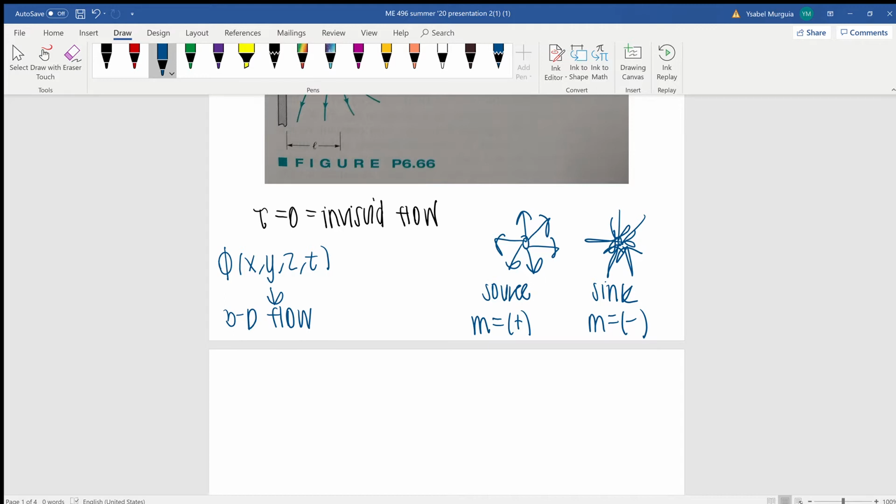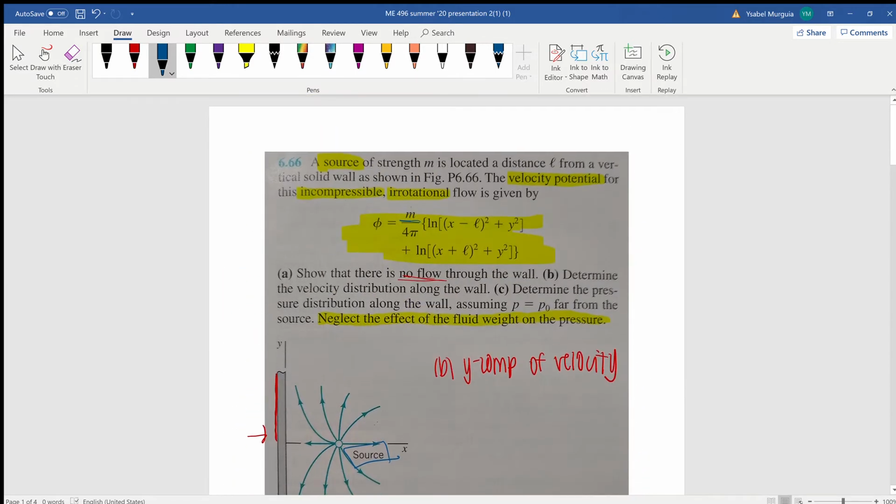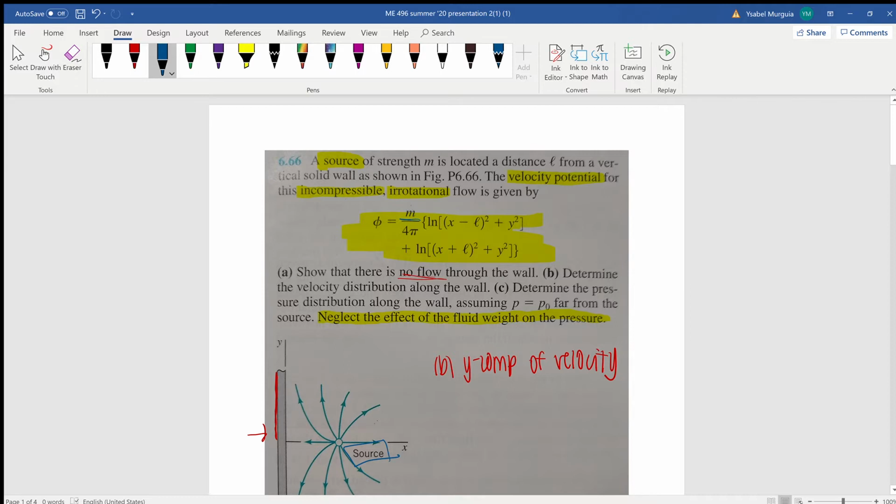It is not a 2D flow, otherwise we would not take into consideration the z component of the flow. So this is a three-dimensional flow. And again, they tell us that this is incompressible and irrotational. So what irrotational tells me is that the vorticity will be equal to 0.